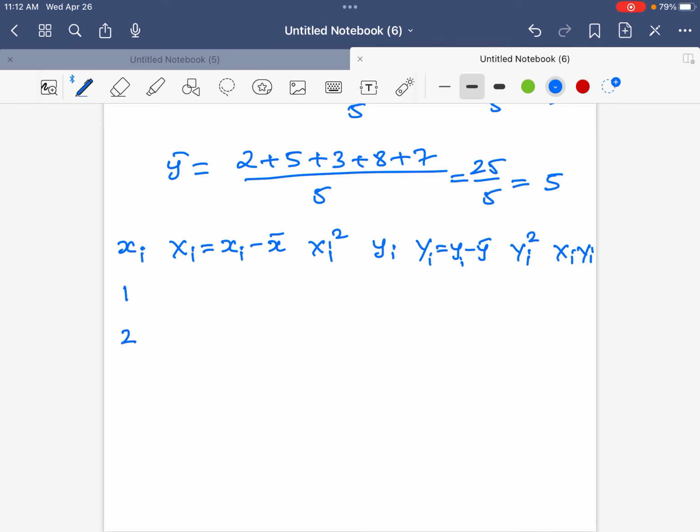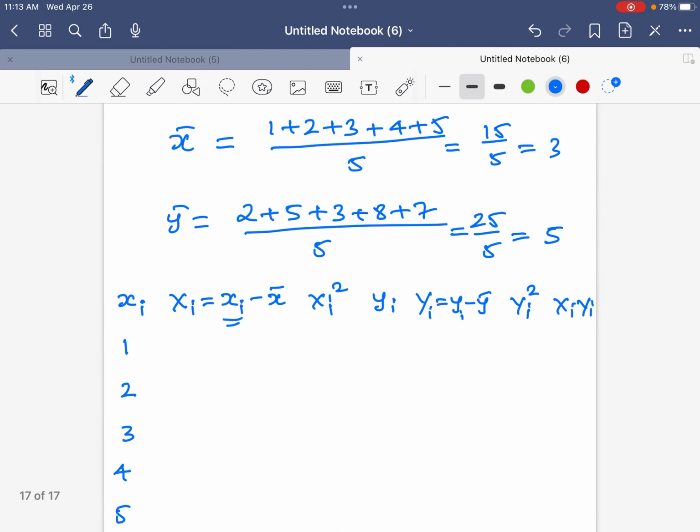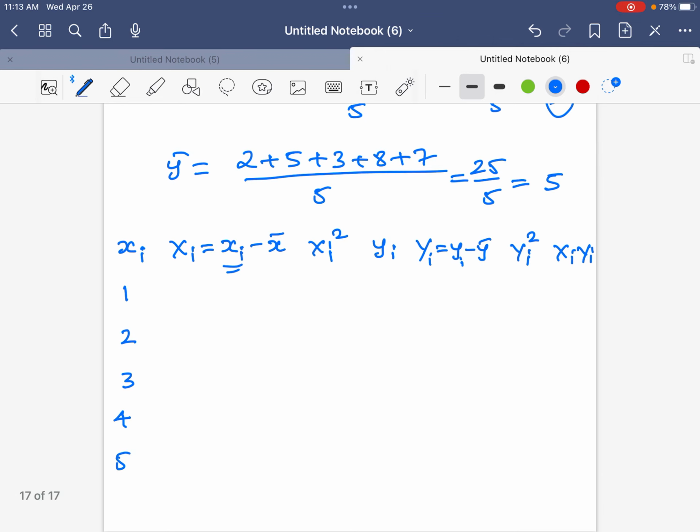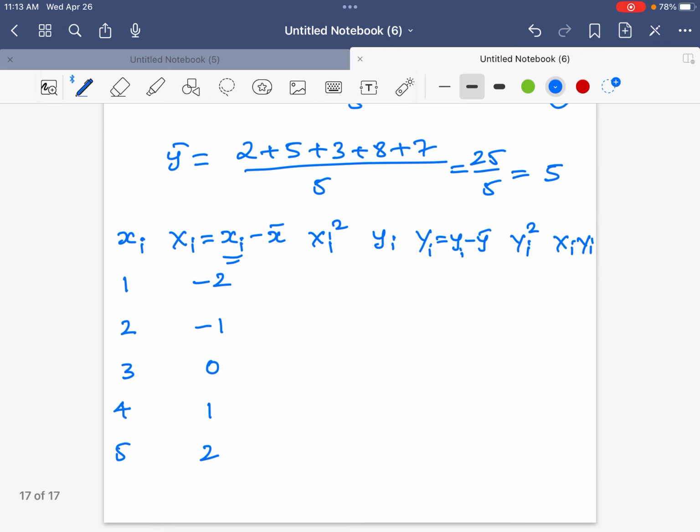We know the data for x, it is 1, 2, 3, 4, 5. And next, capital Xi is nothing but each value of x subtracted from x bar. The value of x bar, the mean of the x series, is 3. 1 minus 3 will become minus 2, 2 minus 3 will become minus 1, 3 minus 3 is 0, 4 minus 3 is 1, 5 minus 3 is 2.